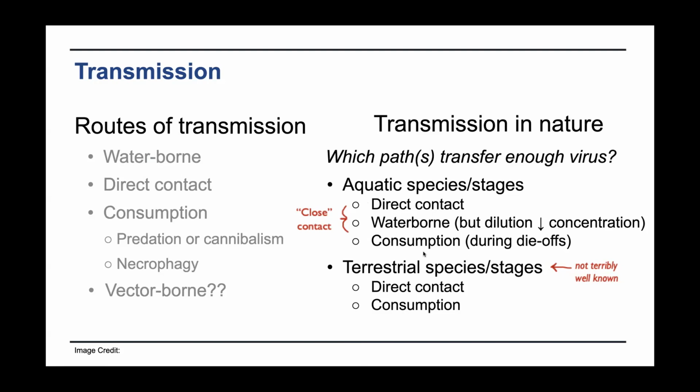Consumption can be really important, and especially some theoretical models suggest that this is especially important during a die-off, but maybe not early on. I should point out, though, that consumption is probably a really good way to get infection from one host species to another host species where they don't interact very often. In terrestrial stages and species, we honestly really don't know because they're really hard to watch, but presumably direct contact and consumption are going to be important.